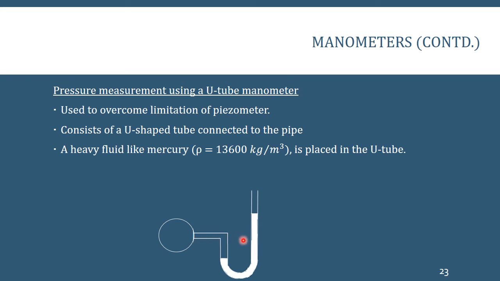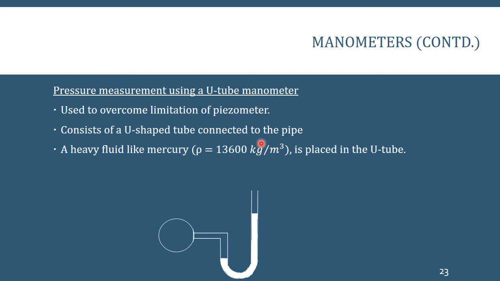So instead of a direct L-shaped tube like a piezometer, it's a U-shaped tube, and inside this U-shaped portion of the tube, we are going to take a heavy fluid like mercury and place it inside. The density of mercury is 13,600 kilogram per meter cube, which is 13.6 times heavier than water.